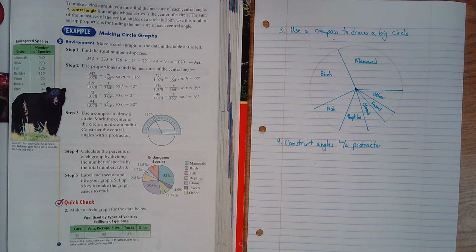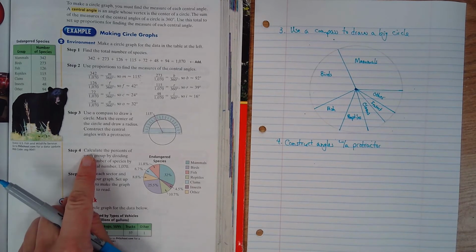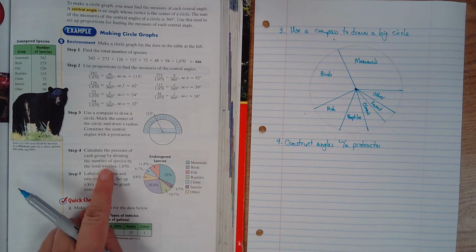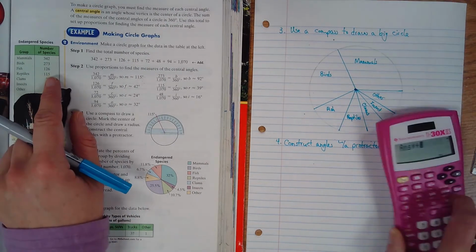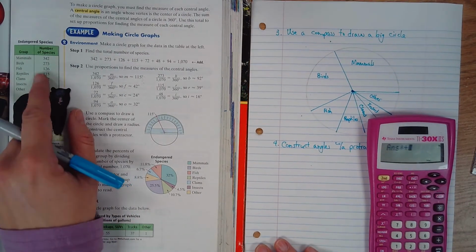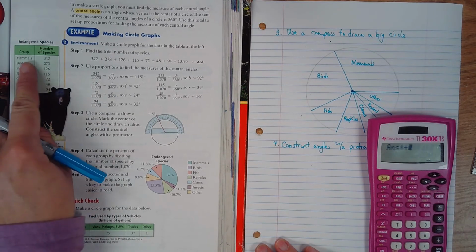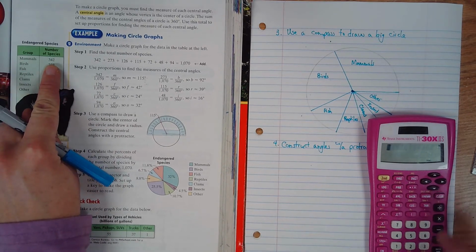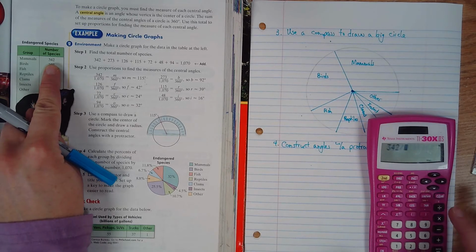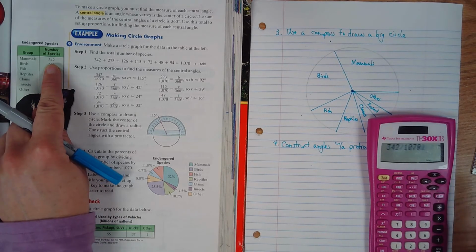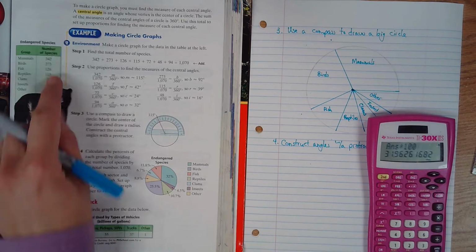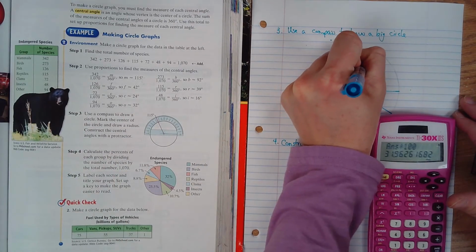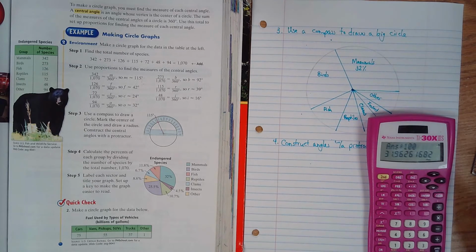And then if I wanted to also have percents to go with each one, I would simply take these numbers and divide them by the total and multiply by 100. So for example, mammals is 342. It's 342 out of that 1,070. And then I multiply that times 100. And so mammals is about 32% of the total endangered species.